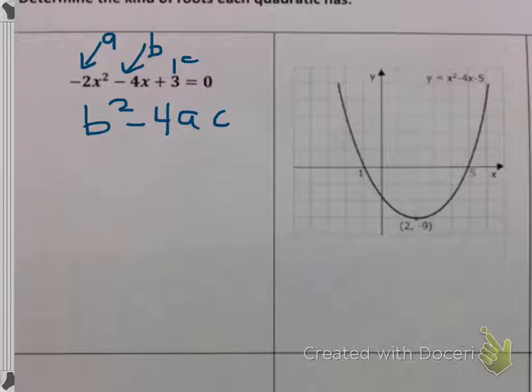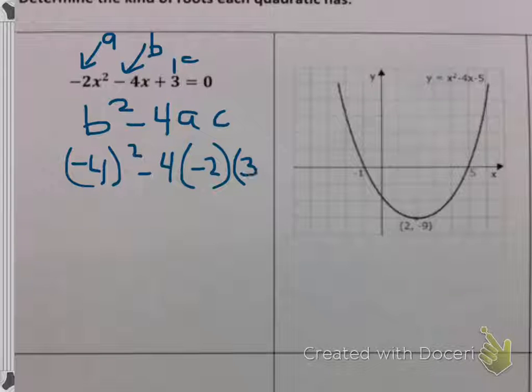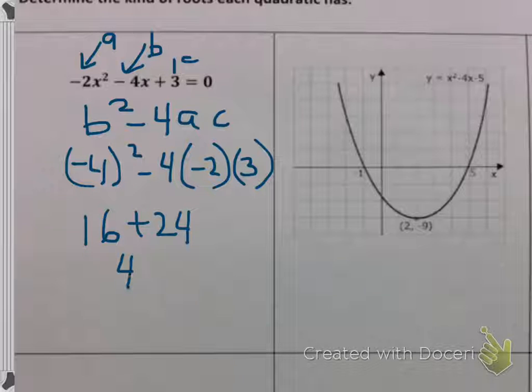So when I substitute in, b is negative 4, so I'm going to have negative 4 squared minus 4 times negative 2 times 3. Negative 4 squared is 16. Then negative 4 times negative 2 times 3 is a positive 24. That adds to be 40.